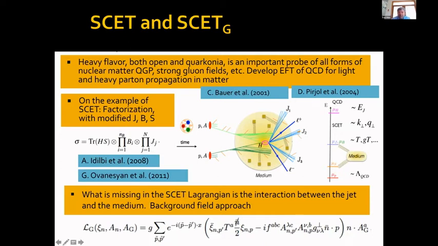I'll limit myself here to open heavy flavor, which is also applicable to different types of media. We want to isolate the perturbative processes of parton propagation and branching from the non-perturbative physics of the media. The effective theory of QCD, which describes jets and was subsequently generalized to heavy flavor, was developed by Bauer, Pirjol, Fleming, and Stewart in the early 2000s.